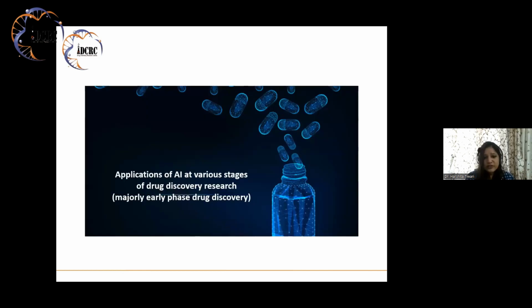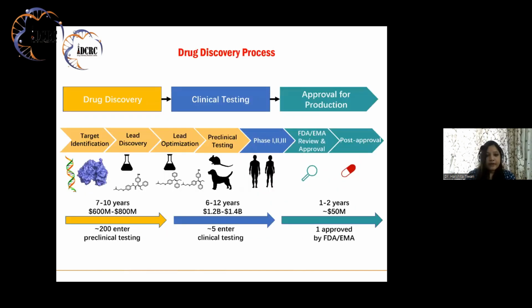So this was a basic introduction of machine learning techniques in general. Now I'm moving towards the application of AI at various stages of drug discovery research, and I will majorly focus on early phase drug discovery. Now, let me give you a brief introduction of the drug discovery process. It can be divided basically into 3 steps. One is early phase drug discovery, then the clinical testing, and then the approval for production.